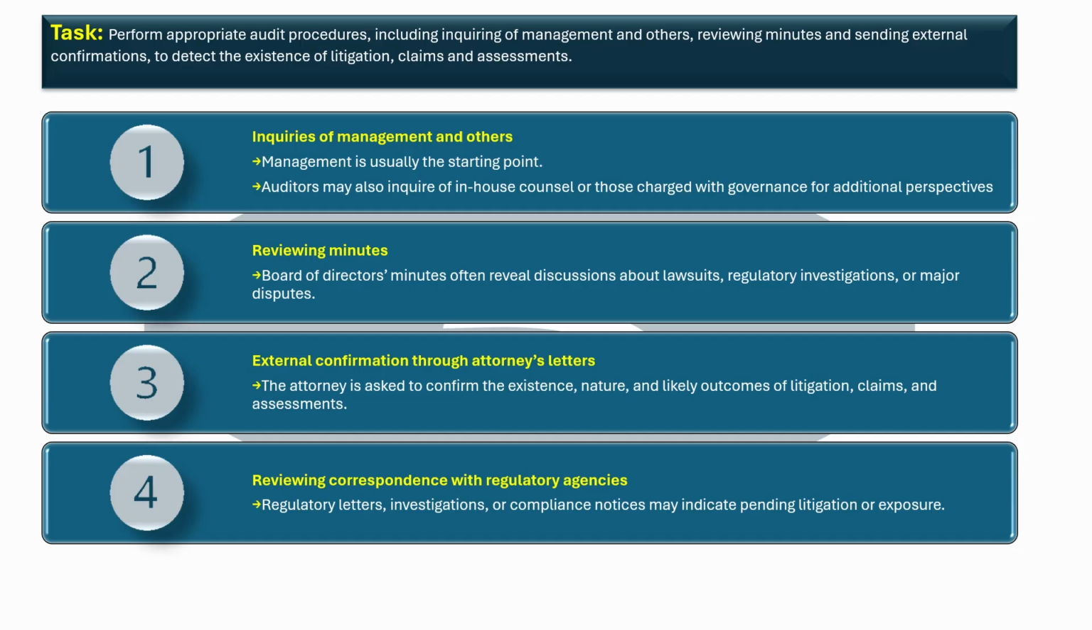Regulatory letters, investigations, or compliance notices may indicate pending litigation or exposure. While helpful, they must be corroborated with attorney responses and management's representations. Key takeaway: the most reliable evidence comes from external legal counsel, not management alone. But the auditor must combine all of these procedures to build a complete picture. Inquiries, minutes, correspondence, and confirmations all work together.